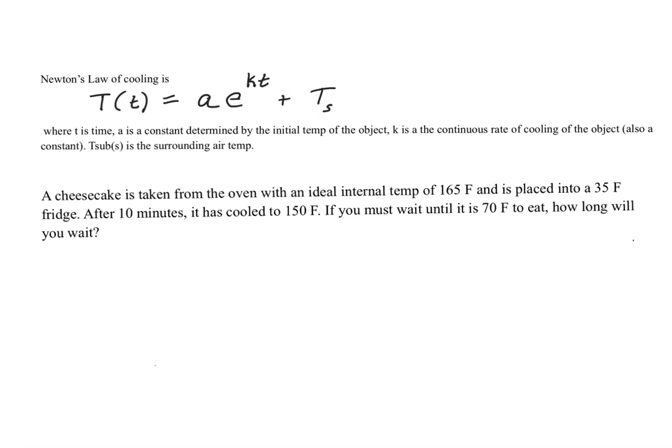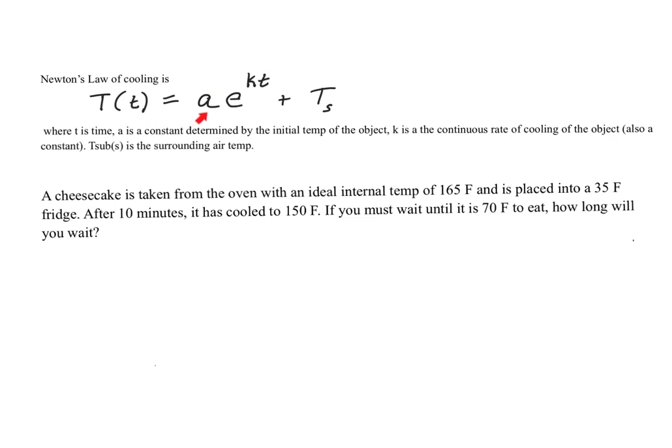Newton's law of cooling is given by this equation right here. So T, this is the temperature after a certain amount of time, lowercase t. Yes, it's a lot of t's going on, but just follow along. So this t is how much time has elapsed since something started to cool.